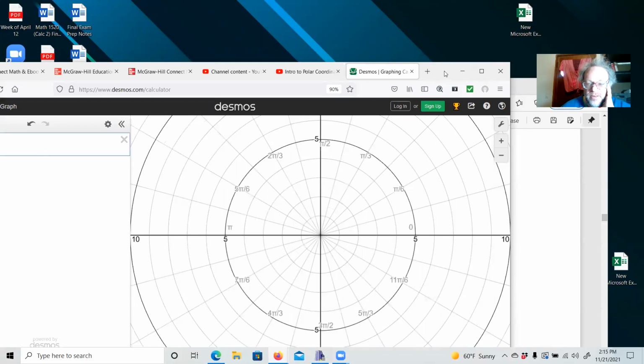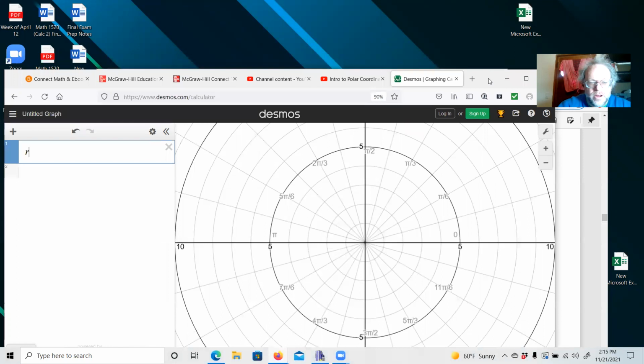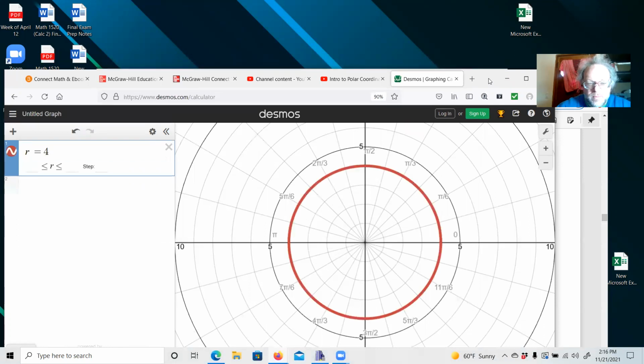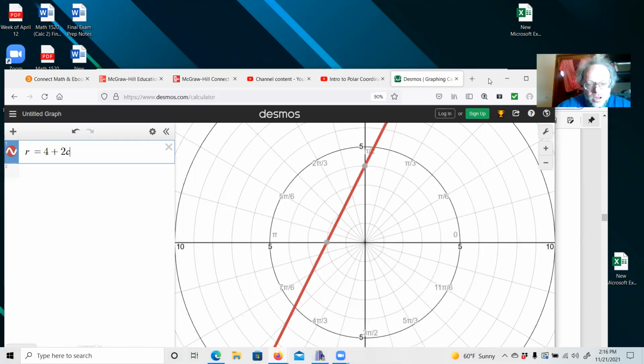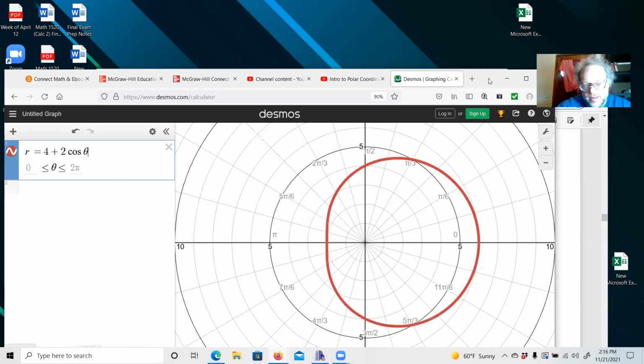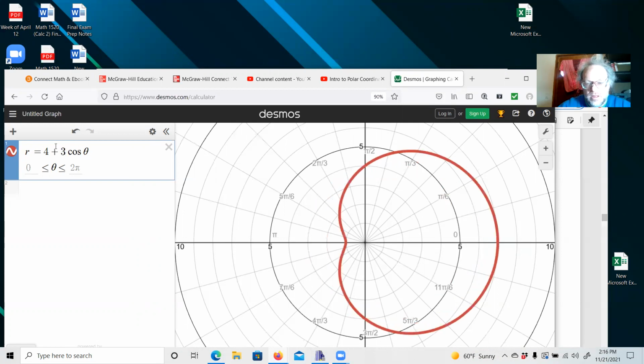So if I wanted to type this in, we have r equals 4 plus 2 cosine theta. This is what you have to do, otherwise it won't do it. That's what it's supposed to look like. If we make these numbers closer together, we'll see a little bit more. See, now you can see the little dimple there.